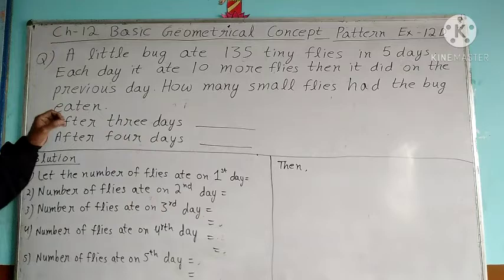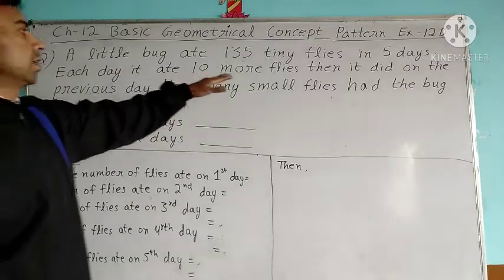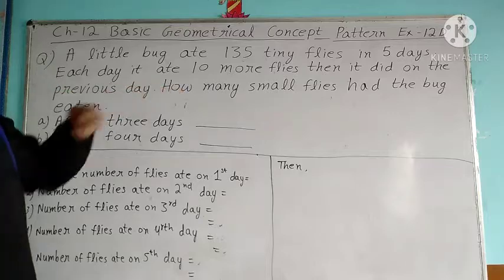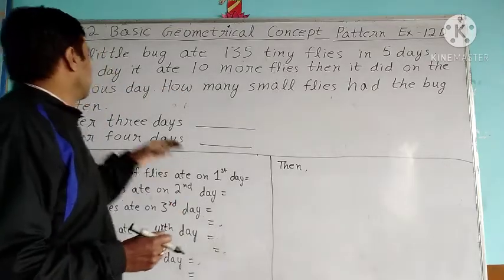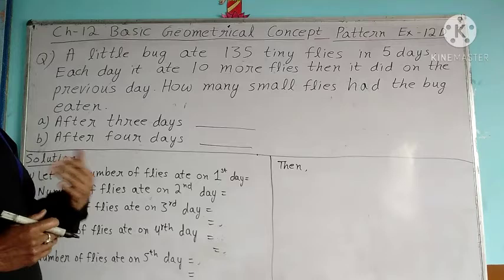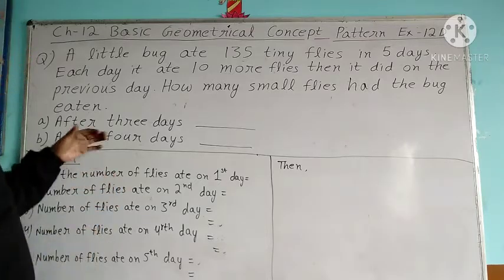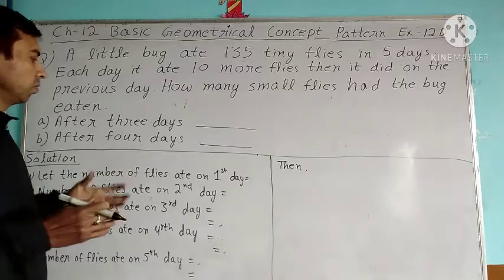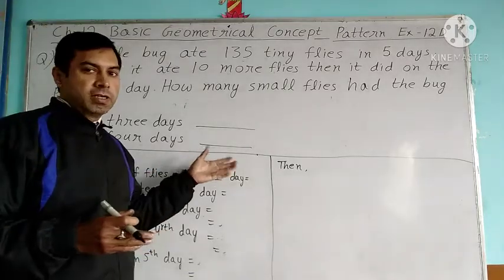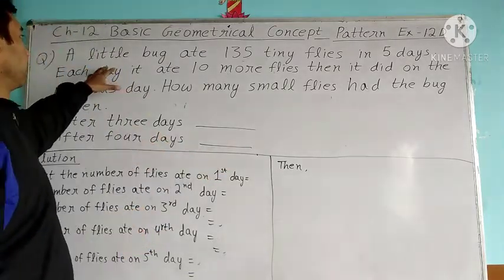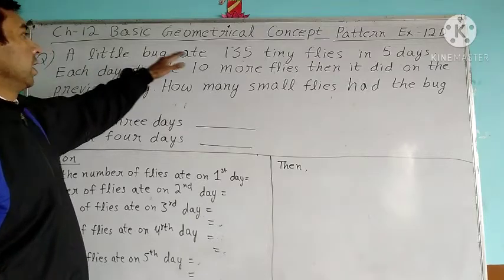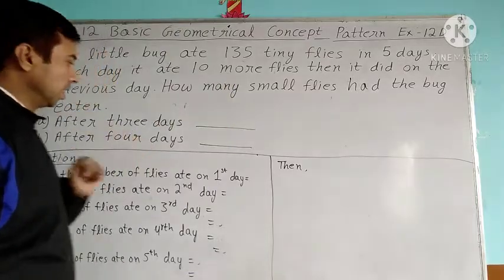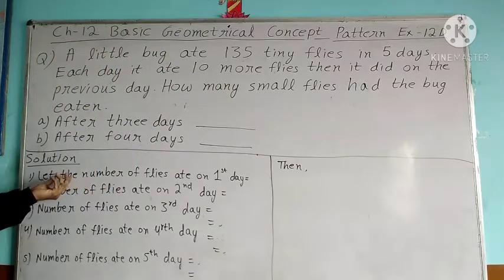Now student question. A little bug ate 135 tiny flies in 5 days. Each day it ate 10 more flies than it did on the previous day. How many small flies had the bug eaten after 3 days, after 4 days? We don't know what it ate on the first day. What we know is that a little bug ate 135 tiny flies in 5 days. That we know. Now solution.